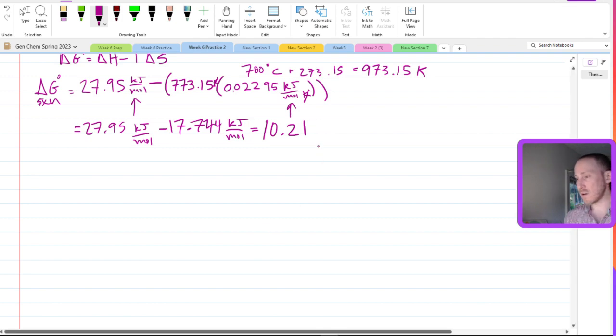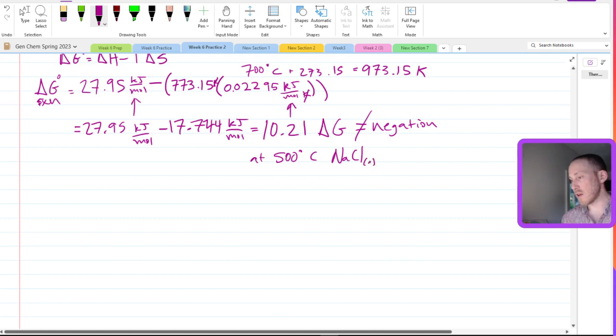That is our delta G. And it equals not negative. So at 500 degrees Celsius, solid sodium chloride does not melt. You can't melt your table salt. If you go and turn the heat up on your thermostat to 500 degrees Celsius, you still won't melt your table salt. Obviously, you shouldn't do that, and I'm reasonably sure you couldn't do that, because that'd be insane if they designed a thermostat for somebody's house that went up that high.